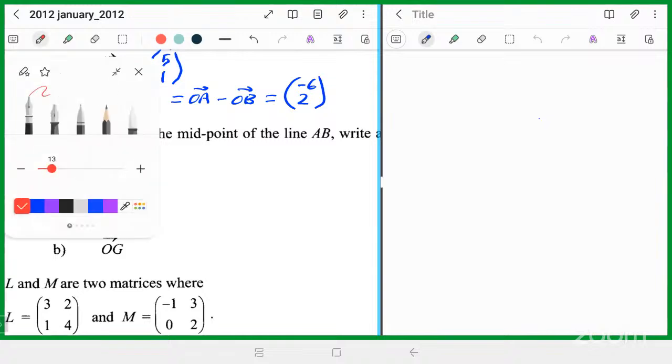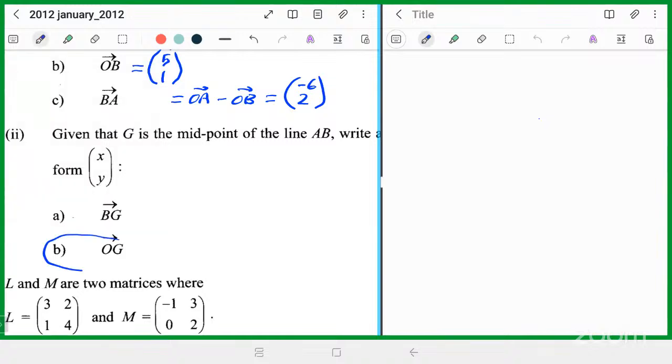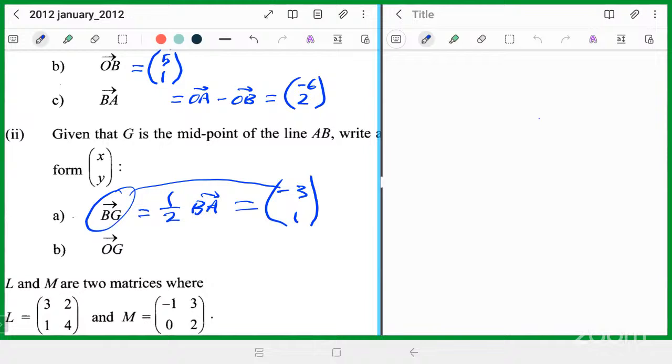They didn't ask for OG yet. They're asking for BG first, which is just half of the BA. And so it is just half of this vector, which becomes -3, 1. This means to go from B to G, you go 3 to the left and 1 up. So you go half the distance.